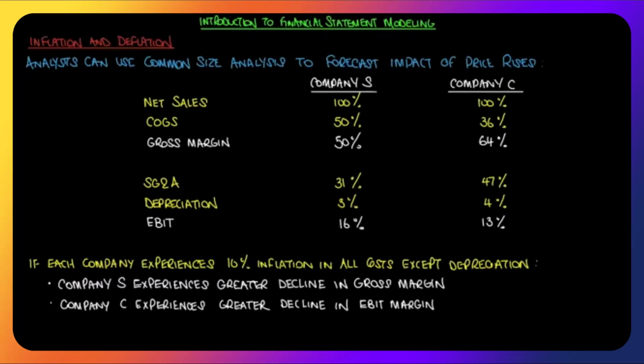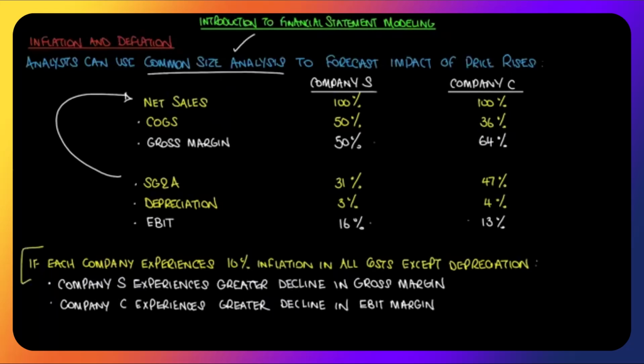The LOS wants us to know that analysts can use common size analysis. Saw this back in the income statement module to forecast the impact of price rises. So we've got here for two companies, a classic common size income statement. In a common size income statement, every line, so all of these lines, are expressed as a percentage of net sales. Hence, net sales obviously is 100%. We have COGS and the gross margin, SG&A, depreciation, and EBIT for the two companies. Company S, lower gross margin, but higher EBIT. That could be important going forward.